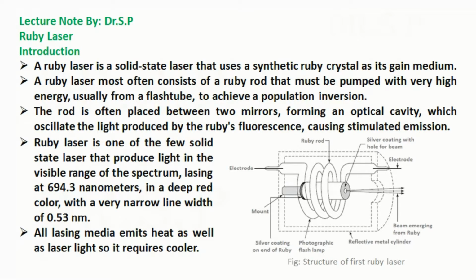The rod is often placed between two mirrors, forming an optical cavity, which oscillates the light produced by the ruby's fluorescence, causing stimulated emission. Ruby laser is one of the few solid-state lasers that produce light in the visible range of the spectrum, lasing at 694.3 nanometers, in a deep red color, with a very narrow line width of 0.53 nanometer. All lasing media emit heat as well as laser light, so it requires a cooler.